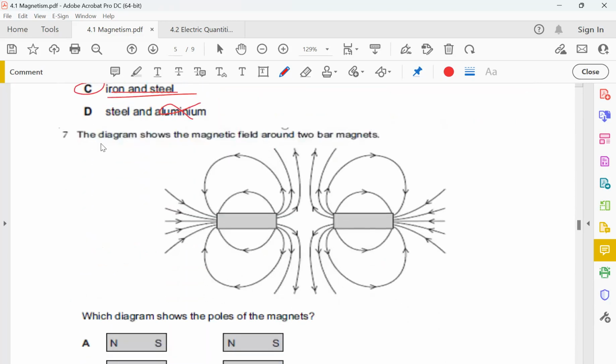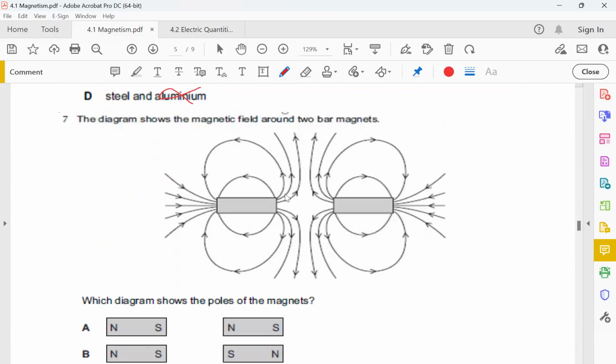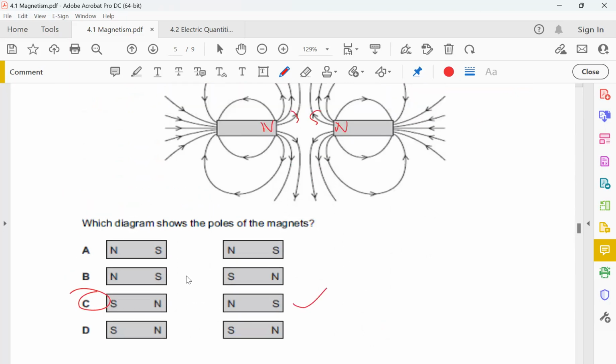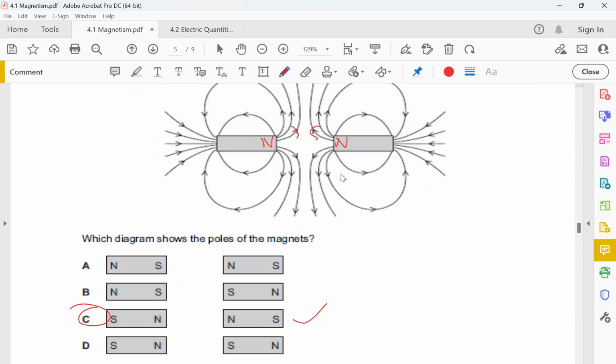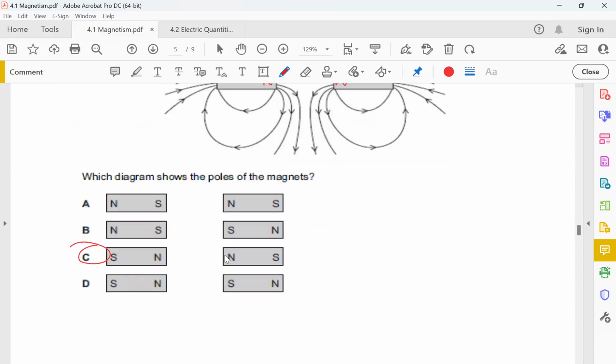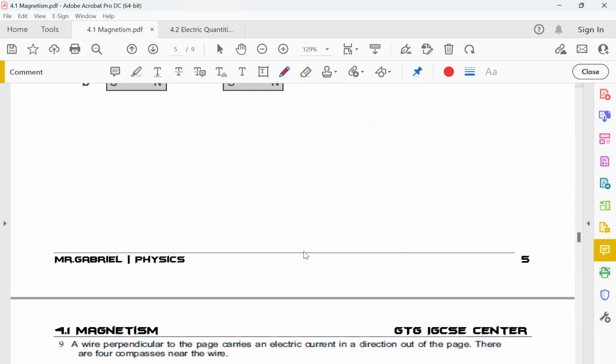Then looking at this example here, the diagram shows the magnetic field lines around 2 bar magnets. You can see that the magnetic fields are coming out here, indicating this is obviously a north and north, right? So anything other than north and north is not logical, right? I think one of you guys got this question wrong when we were doing the ABC in the Google Sheets. Make sure you read the magnetic field lines, then from there you should know that it's going to be north and north. So it should be C, right?